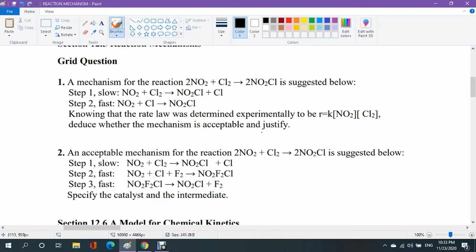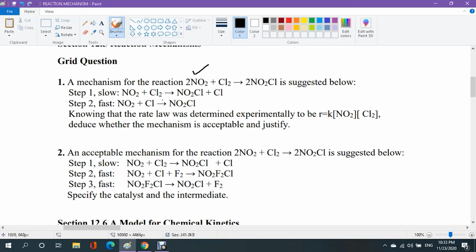So as I said before, for a mechanism to be acceptable, it has to satisfy two requirements. The first requirement is that the sum of the two steps should give you the overall reaction. Now let's try adding them. If you add these two NO2s, we would get 2 NO2, and there's no NO2 on the right side for it to cancel out with.